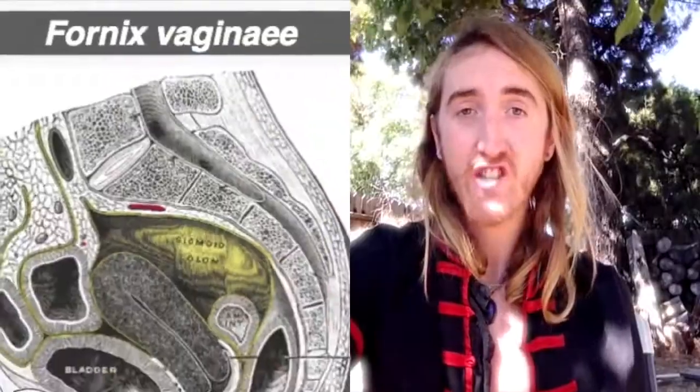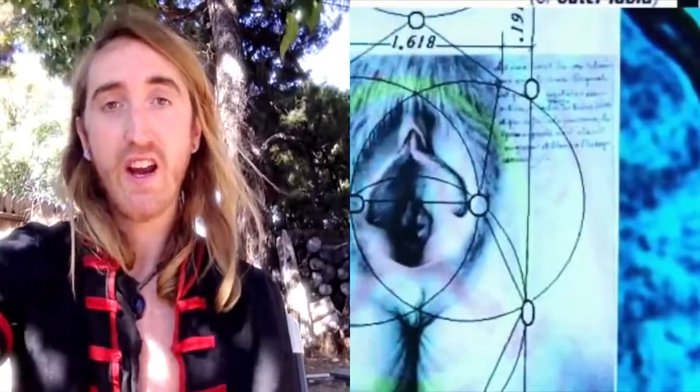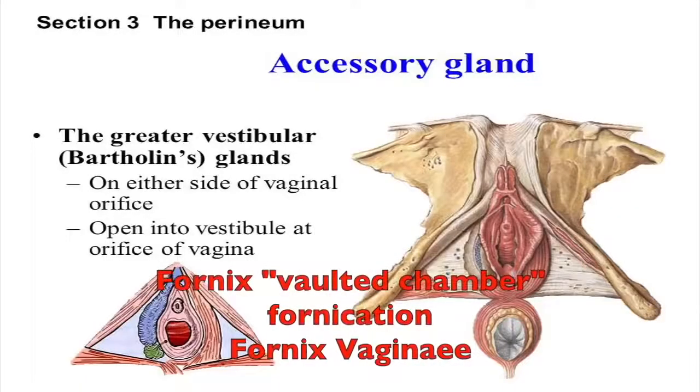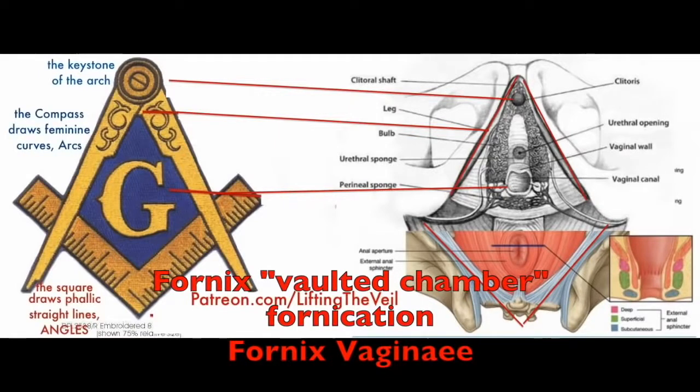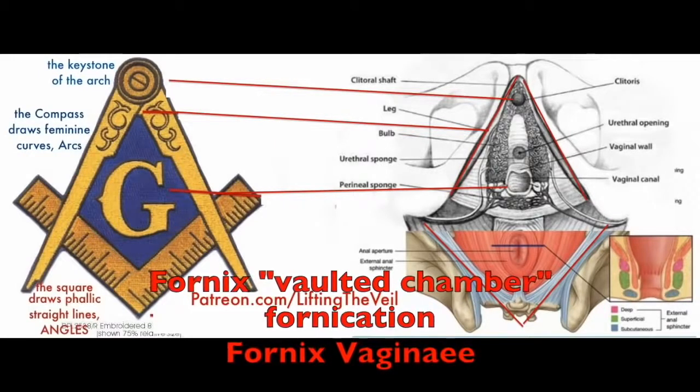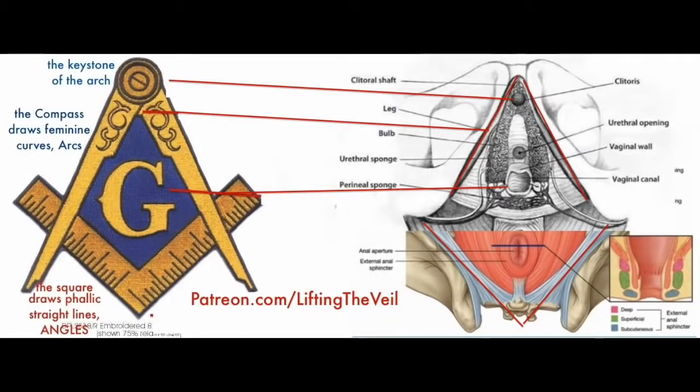And the word fornix is where we get the word fornication, because a fornix was also referred to as a vaulted chamber. In other words, it was linked and related etymologically to a brothel, or in other words, a place where you go for fornication. But in ancient times, that was known as sacred sexuality.